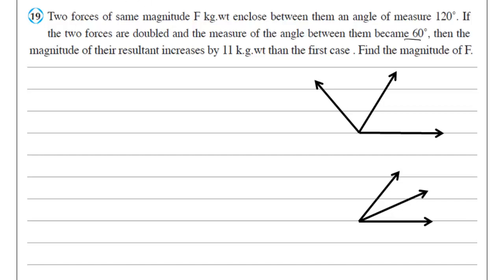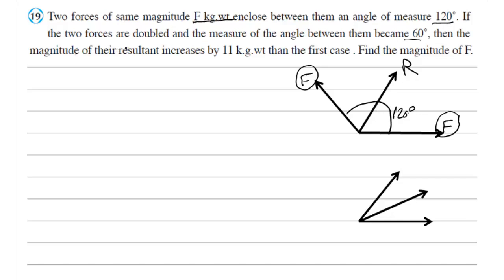Two forces of magnitudes F kilogram weight enclosed between them an angle of measure 120. So we have F, two equal forces, and we have the resultant here R. The angle between them is 120 degrees.